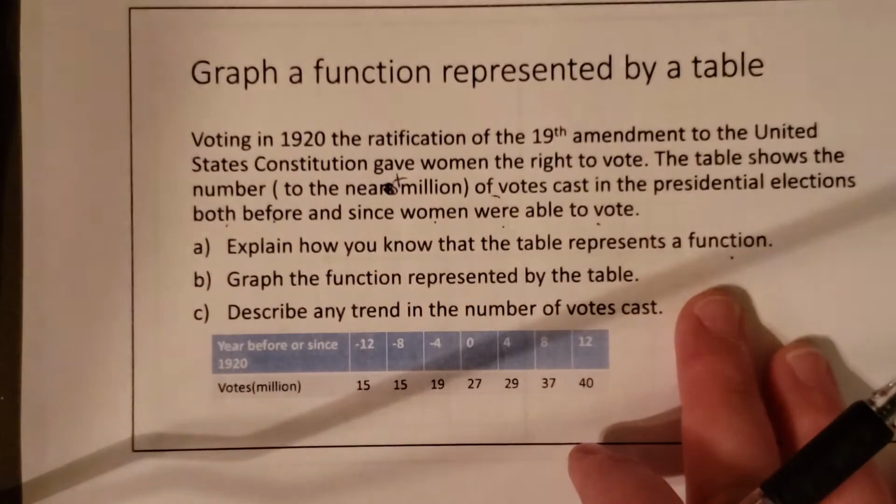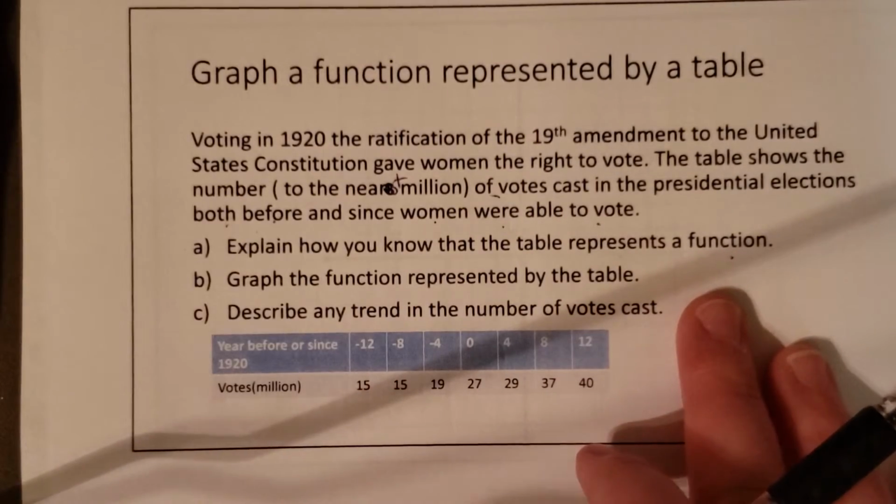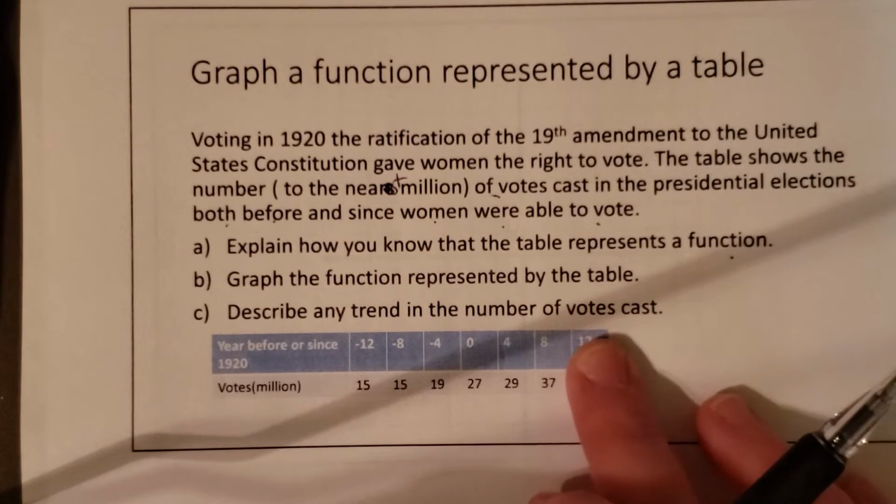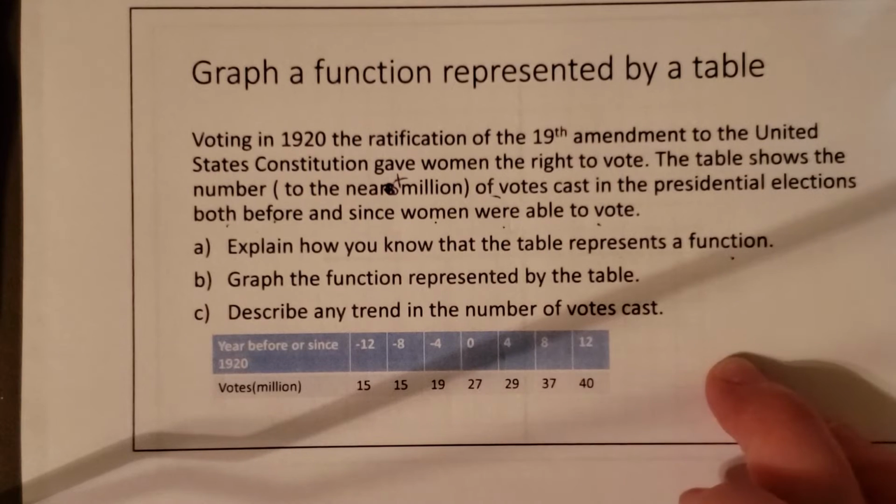So the table below shows the number, to the nearest million, of votes cast in the presidential elections, both before and since women were able to vote. Explain how you know that the table represents a function. Graph the function represented by the table and describe any trend in the number of votes cast.